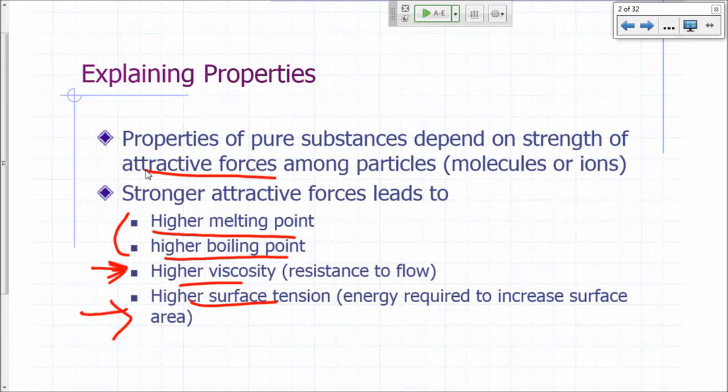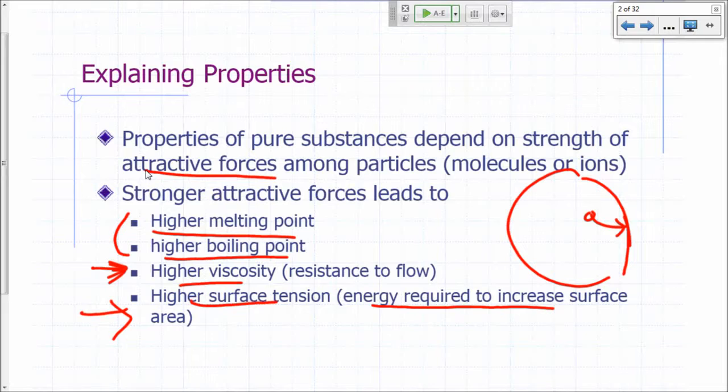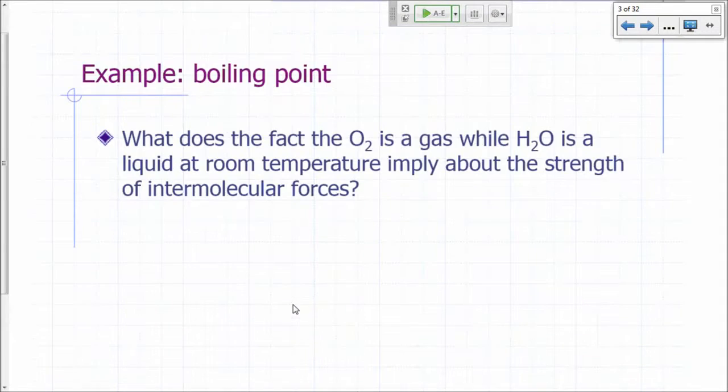Surface tension. Surface tension has to do with increasing the surface area of your sample. That requires movement of molecules from the bulk to the surface. And anytime you move molecules from the bulk to the surface, that also requires energy. So surface tension is in fact defined as the energy required to increase the surface area. So again, that involves overcoming forces of attraction among the molecules. Stronger attractive forces would lead to higher melting point, higher boiling point, higher viscosity, and higher surface tension.